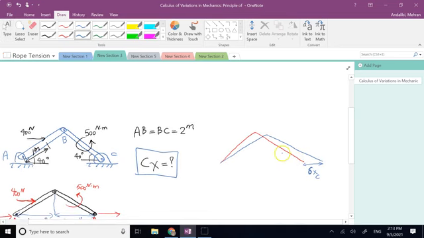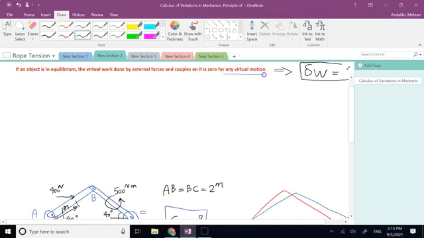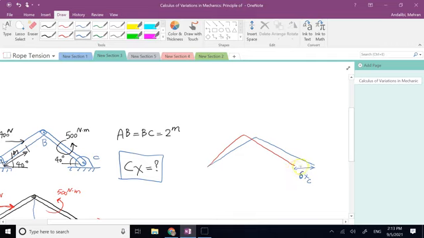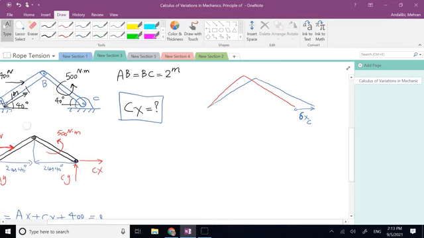One, it says it is zero for any virtual motion. So out of all sorts of possible motions I could imagine for this system, I only chose point C to move, and I only chose it to move horizontally. Why? Because it's only in that case that this force Cx will do some work, right?